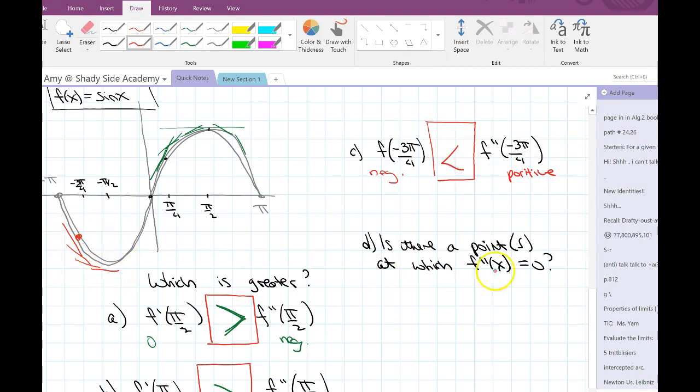This one, D, is a thinking question. Is there a point at which you think f double prime equals 0? Think about this. Is there a point at which you think f double prime equals 0? And tell me why. Pause me now and then replay me for the answer.